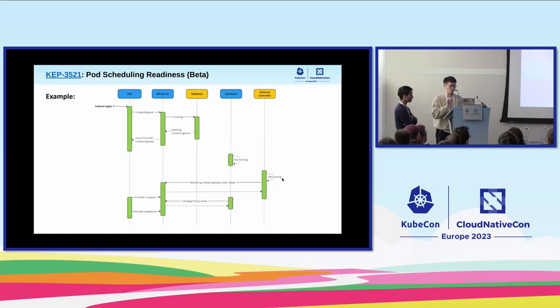Like, we have enough resources for the pod in the quota management system. So the external controller will try to remove the scheduling gates, and the kube scheduler will watch the pod update event, and it finds the scheduling gates were removed, so it will pop out the pod. And yes, it then enters the normal scheduling process. That's how it works in general.